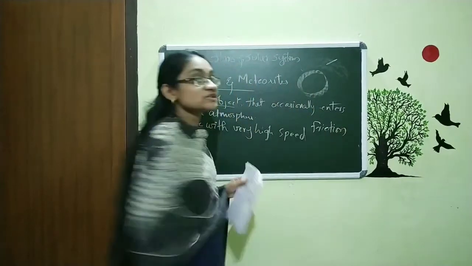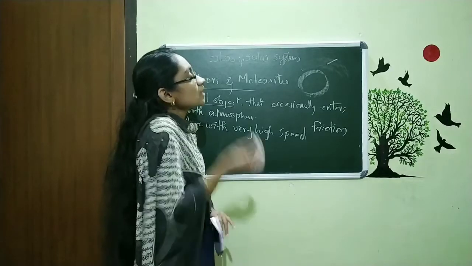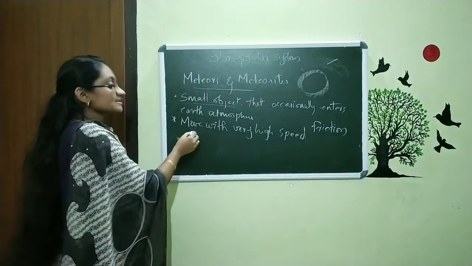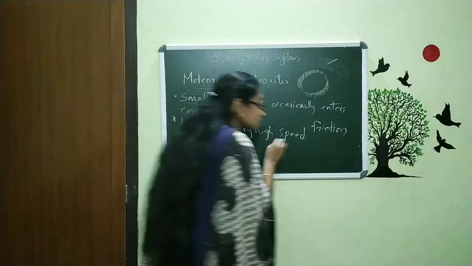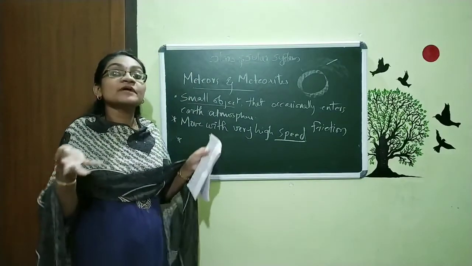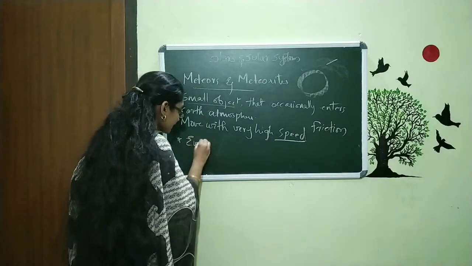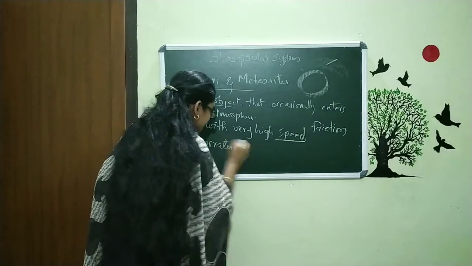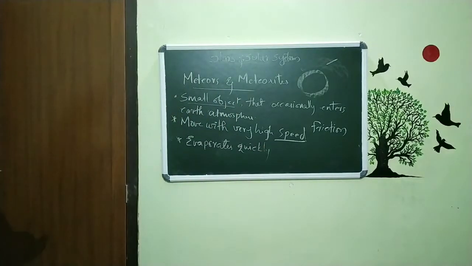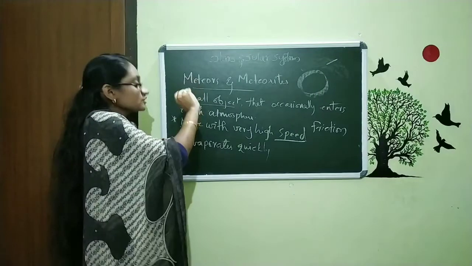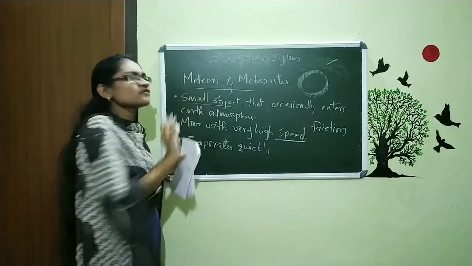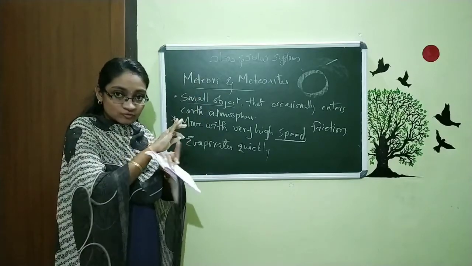We already discussed friction in the last chapters. Our atmosphere has friction, and this moving object has very high speed. With the speed and the friction, it evaporates quickly. That's why we see some lines passing across the sky, and they will be there for some time, and after some time they just vanish.